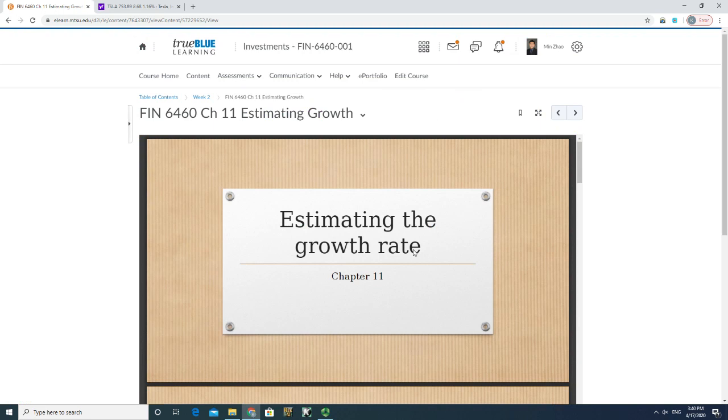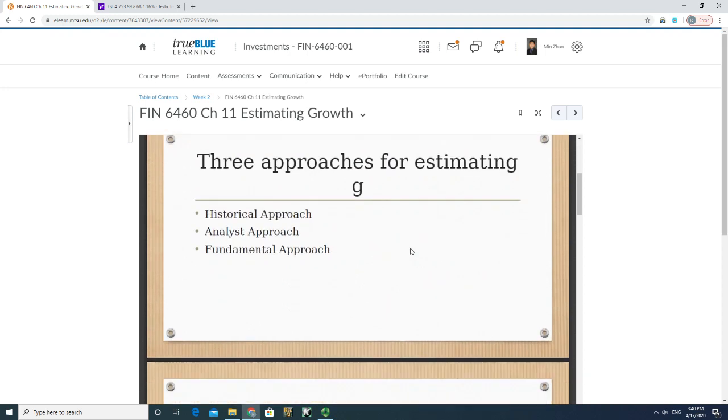Growth rate is very, very important for stock valuation. So how do you estimate the growth rate? I mean, you can take any guess. However, you want to make sure your guess is a reasonable one and one of the best ones. Here we have three major methods for estimating growth rates: the historical approach, the analyst approach, and the fundamental approach.